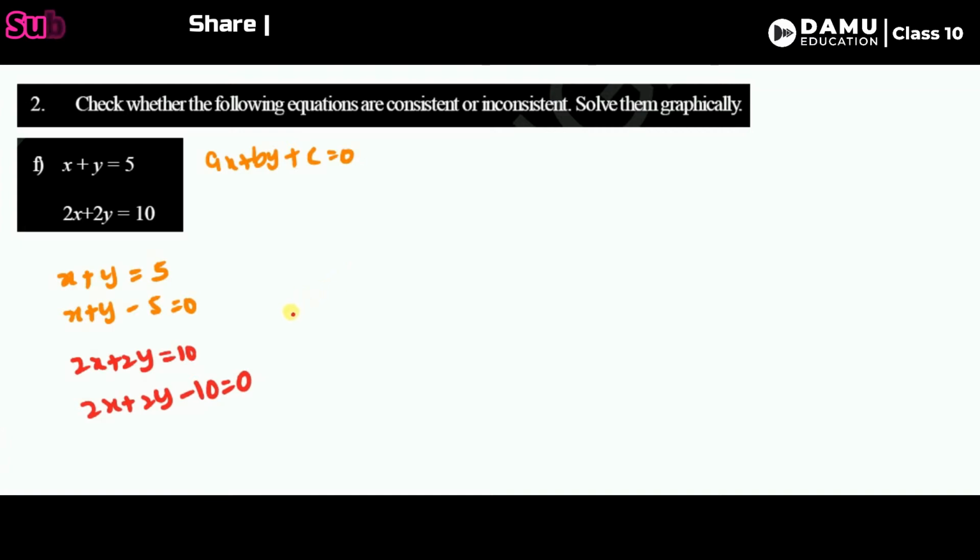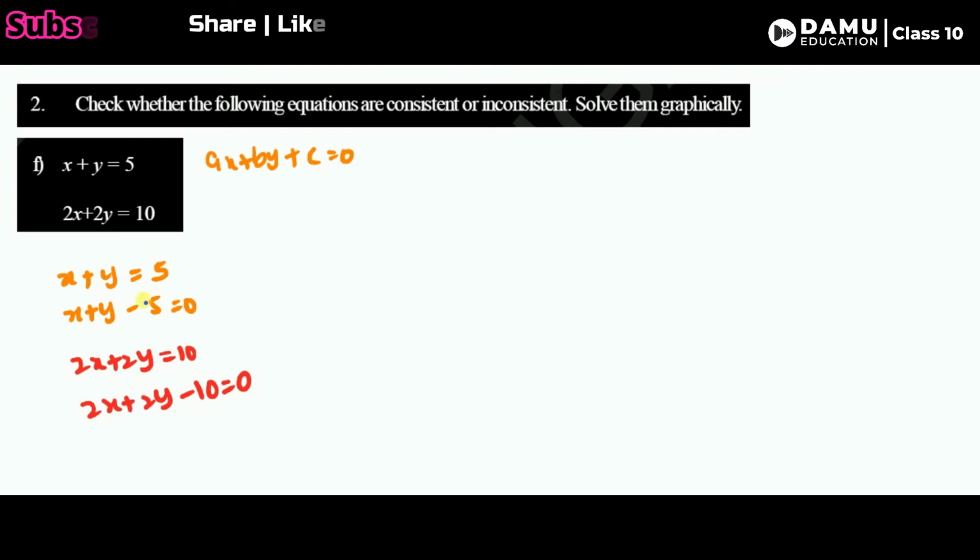So let's see, is that getting coincident or not? Yes, it is coincident. How I am saying is, in 2x plus 2y minus 10, the 2 is taken out to the outside. Then we get x plus y minus 5. So based on that we can say.